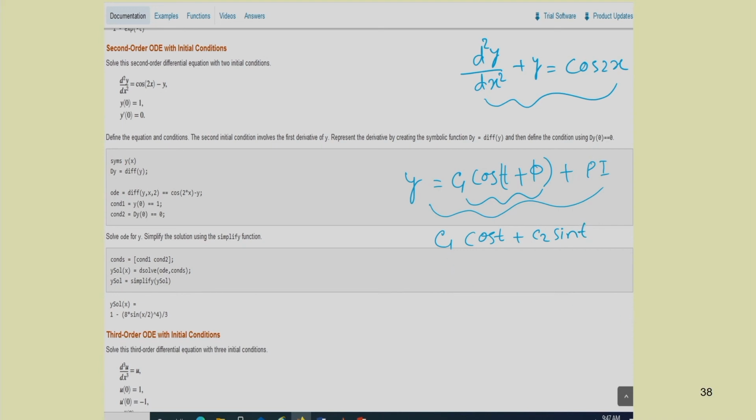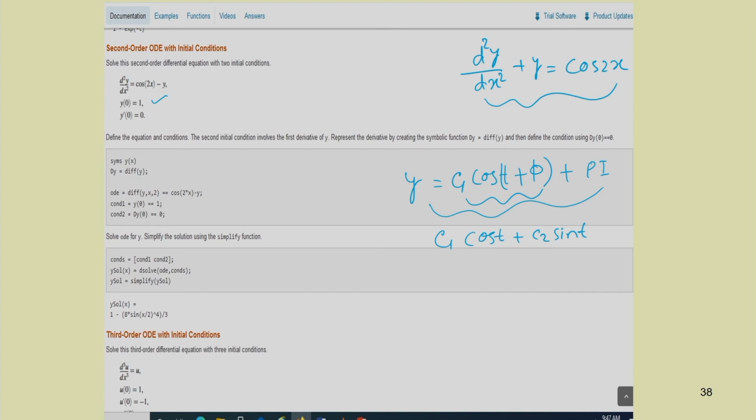Now, using the symbolic software, you define the equation and the conditions. Here two initial conditions are involved: y(0) equal to 0 is the displacement, and y dash 0 is the velocity equal to 0. You put syms y(x), dy equal to diff(y), which will differentiate. Then ODE: diff(y, x, 2) equal to cos 2x minus y. Condition 1 is y(0) equal to 1, and condition 2 is dy(0) equal to 0.